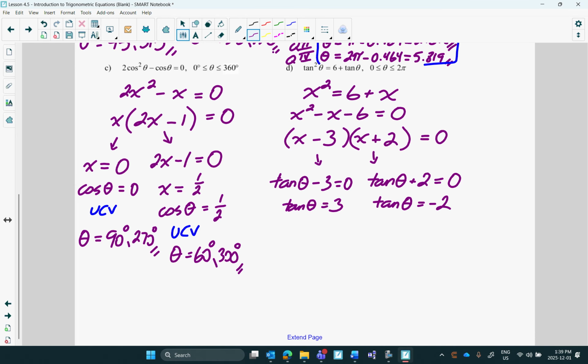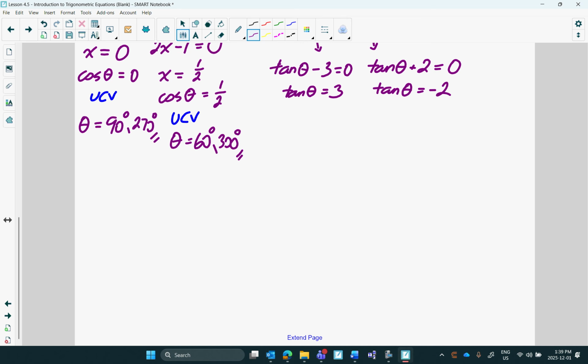So you're going to be punching away. Remember, quadrants, reference angle, then get your 2 answers. Quadrants for this one: tan positive, 1 and 3. Tan negative, 2 and 4. Reference angle.